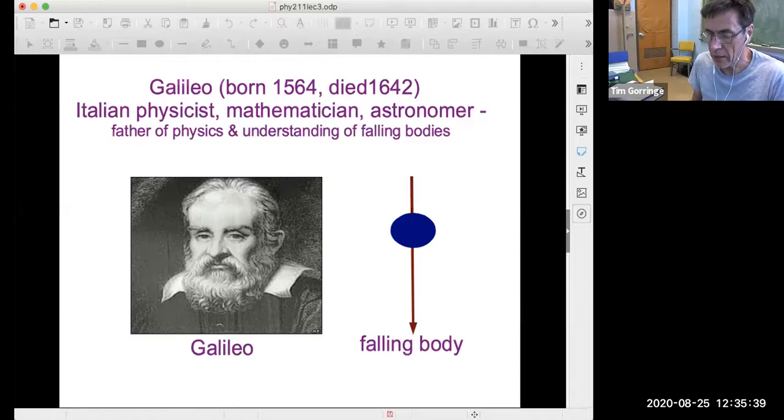We think of Galileo as the father of physics, and he's the father of physics in the sense that he was really the first person to do experiments, the first person to make measurements, and in that way discover physical insight. That's why he's considered the father or grandfather of physics.